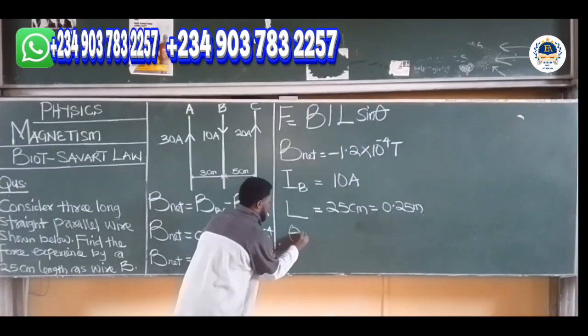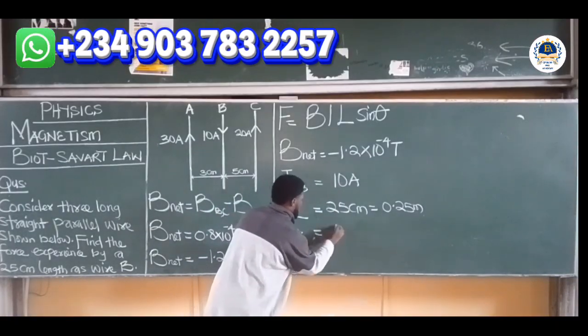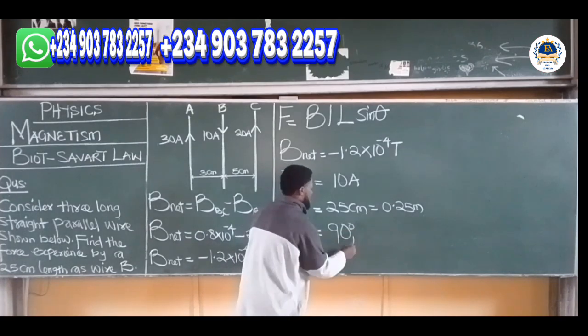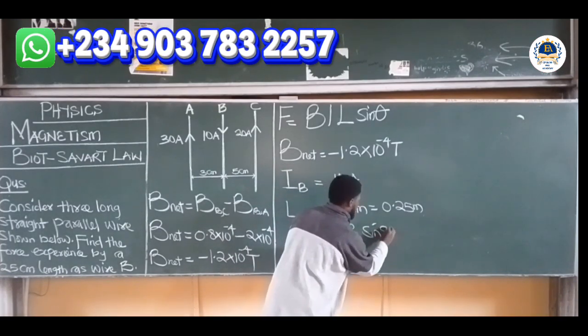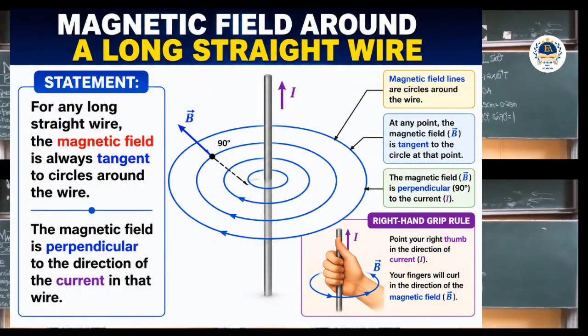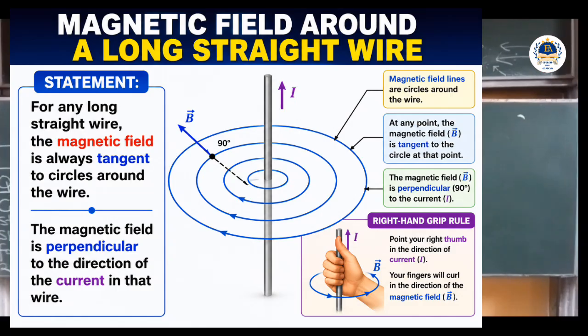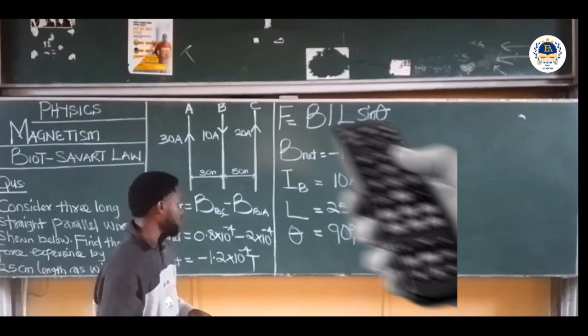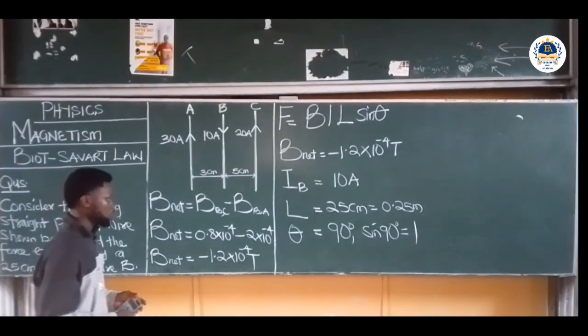Then theta is equal to 90 degrees, and sine 90 degrees would give 1. Now take note of this. In every long straight wire, the magnetic field is always tangent to circles around the wire. The magnetic field is perpendicular to the direction of the current in that wire. Since the magnetic field is perpendicular to wire B, theta equals 90 degrees, and sine 90 degrees is equal to 1.